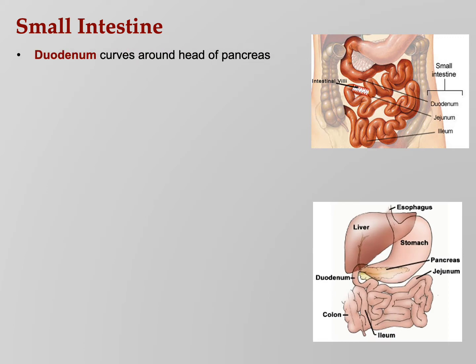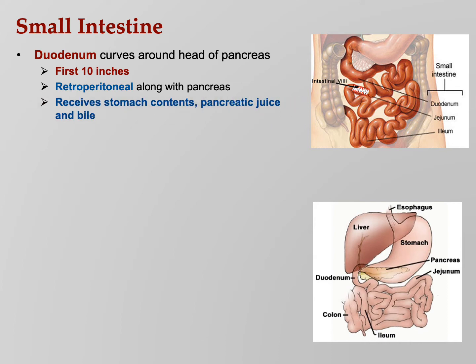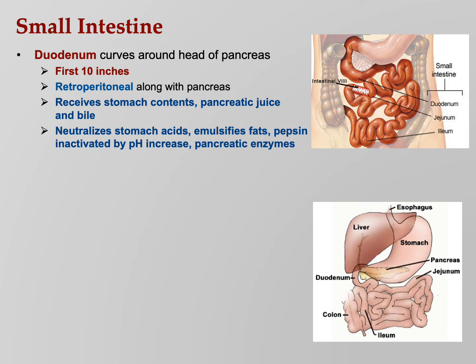Small intestine, okay, duodenum curves around the head of the pancreas, and that's because the pancreas is secreting things into it, only about 10 inches long. Retroperitoneal, along with the pancreas, makes sense. If the pancreas is retroperitoneal, the duodenum would be too, because they're connected to each other. Receives stomach contents, pancreatic juice, and bile. Neutralizes stomach acids with all the bicarb that gets secreted by the pancreas. Emulsifies fats. Pepsin is inactivated by the increase in pH. So pepsin is now not going to do any more at this point. There are going to be pancreatic enzymes doing the role of what pepsin did.